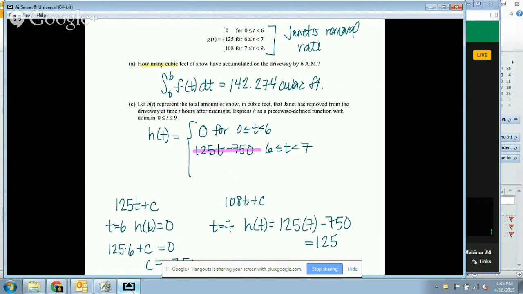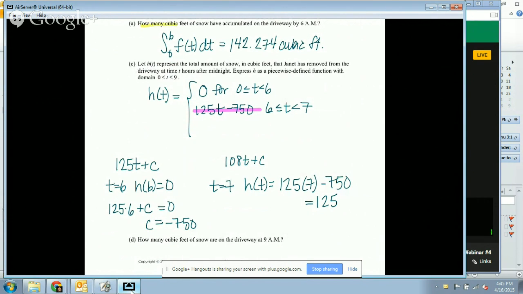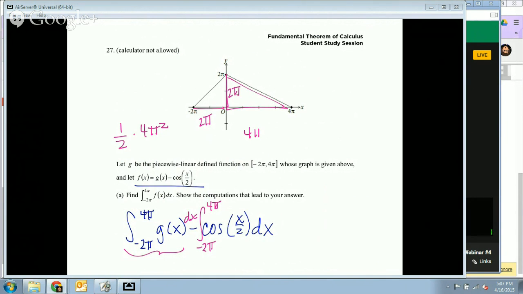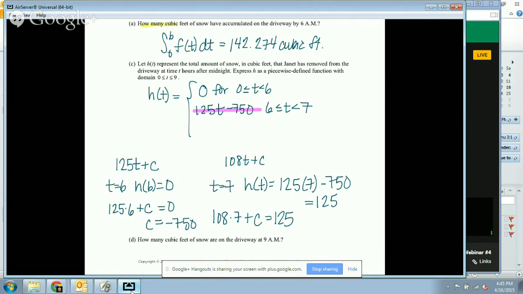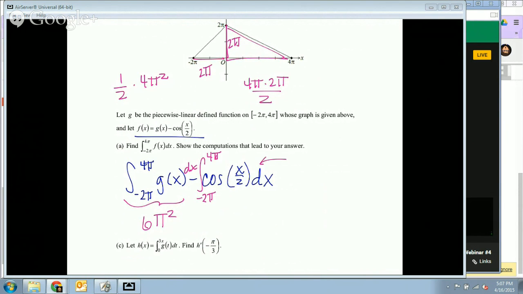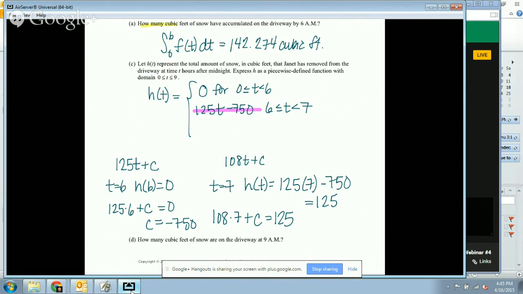So when I take a look at this, I have 108t plus c, so 108 times 7 plus c has to equal 4 pi times 2 pi over 2. Overall, go ahead and put that one in your calculator in case you can use substitution on this. Use whatever method you like, but it is going to come out times 7.